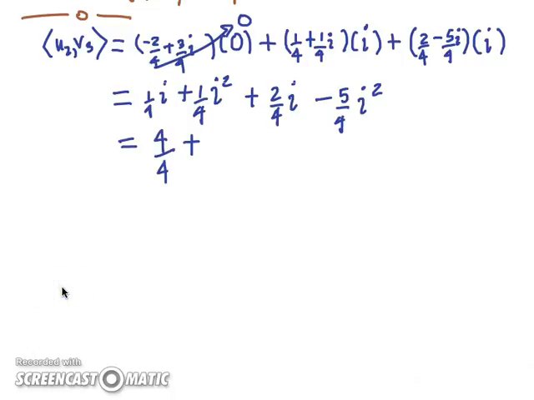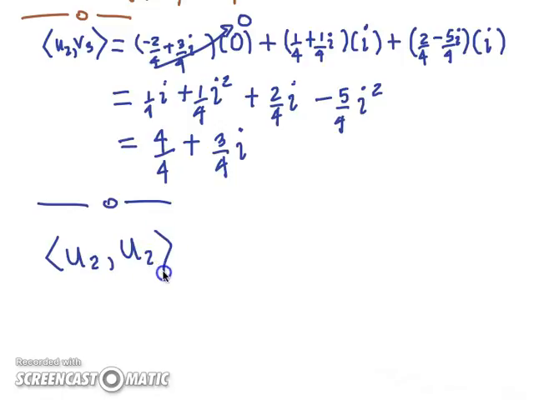So we have 4/4 plus 1/4 i plus 2/4 i. So this would be 3/4 times i. This is what the inner product of U2 and V3 is equal to, and the other quantity we need to compute is the inner product of U2 with itself.